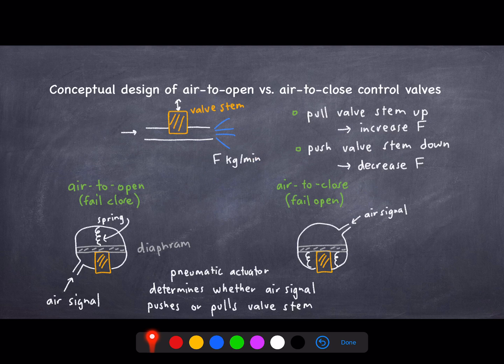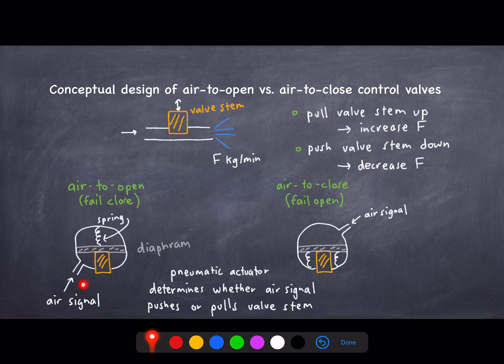So an air to open valve works as follows. This valve stem here is attached to a diaphragm, so a membrane. And then there's a spring that pushes down on the diaphragm. In an air to open valve, you feed the air signal down here in the bottom. If you increase the air pressure, it's going to push up against that spring, push this valve stem up, and it's going to allow more flow through the pipe and open the pipe more so that you have more flow. So that's how it works.